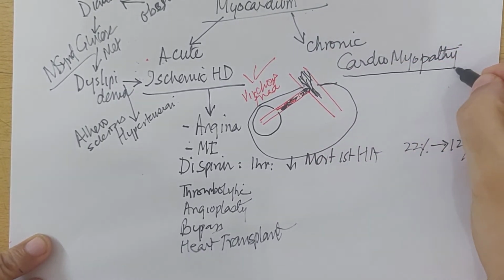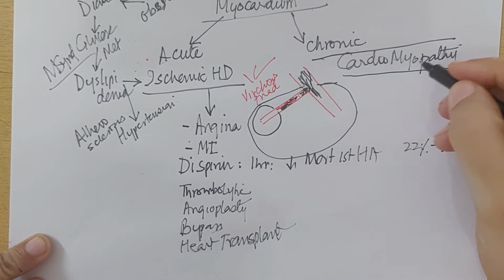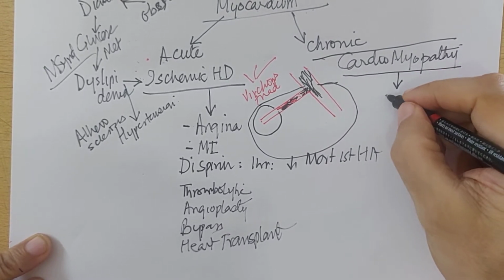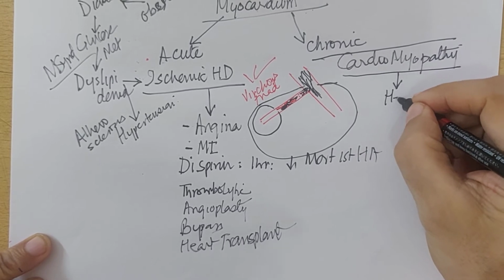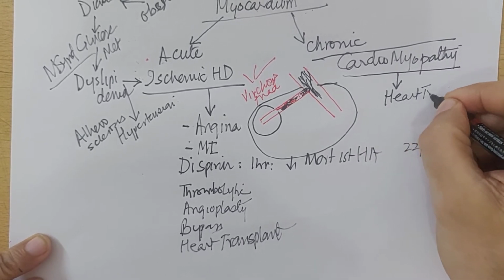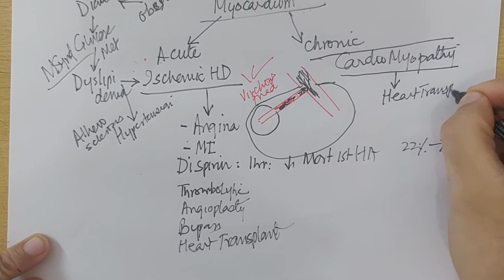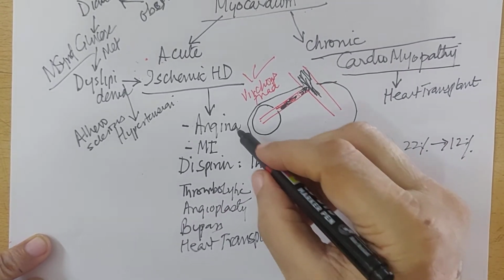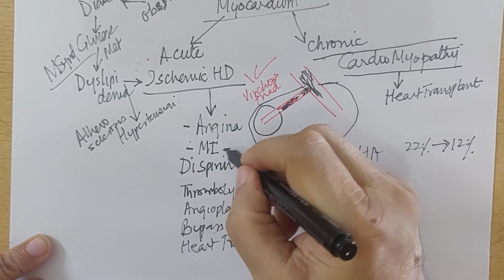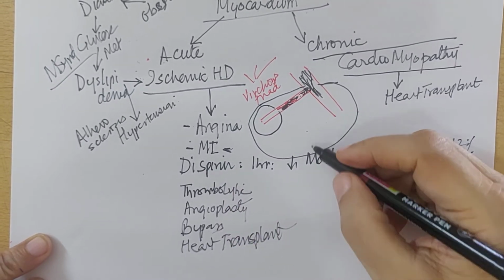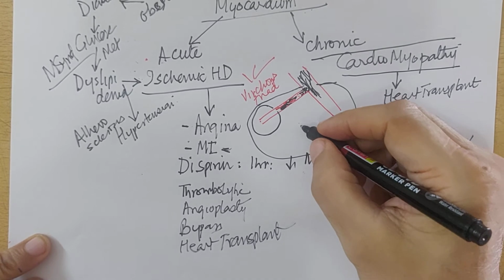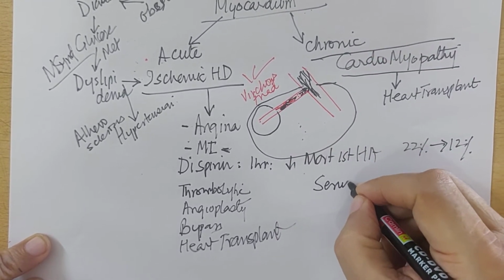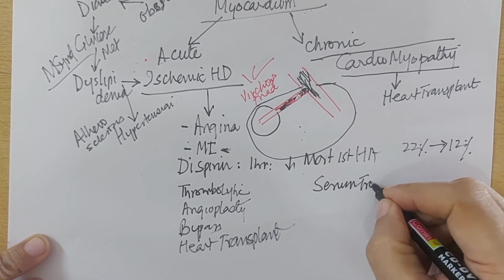Chronic cardiomyopathy has many causes, and ultimately, when the heart fails sufficiently, you have to do a heart transplant. One thing is that when the muscle is damaged, certain intracellular enzymes would increase, and one diagnostic feature is serum troponin.